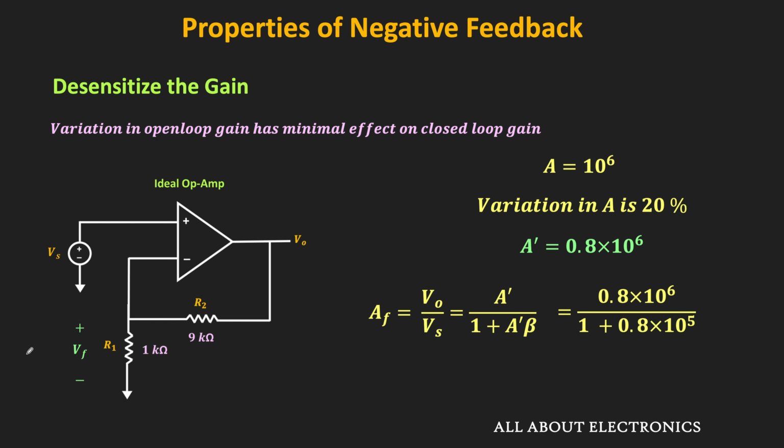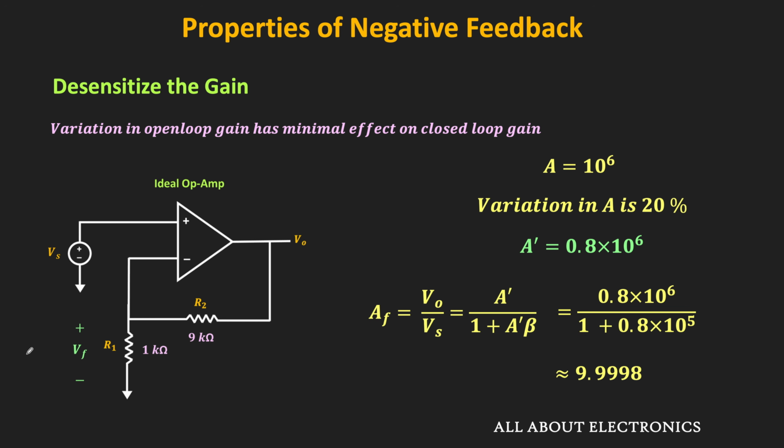And if you see this A dash times beta, that is equal to A dash times 0.1, and that is equal to 0.8 times 10 to the power 5. So if you see the value of the closed loop gain, that is equal to 9.9998. As you can see, even if there is a 20% variation in the open loop gain, there is hardly any variation in the closed loop gain. So we can say that this negative feedback desensitizes the gain of the amplifier.